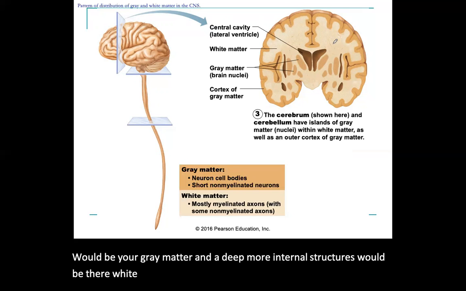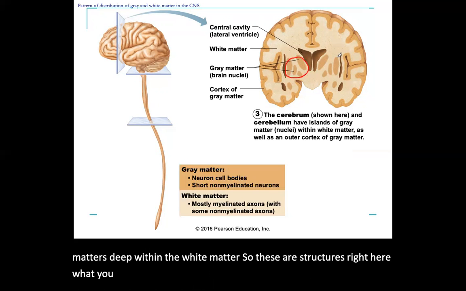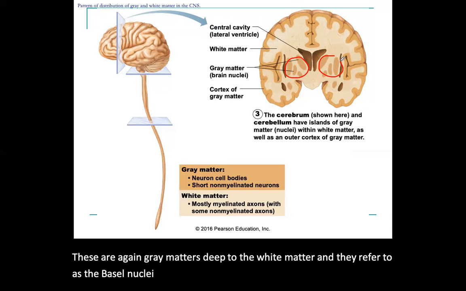Please do note that you have secondary gray matters deep within the white matter. So these are structures right here, what you'd be depicting right here, which is the same thing as right here. These are, again, gray matters deep to the white matter, and they're referred to as the basal nuclei or your brain nuclei.